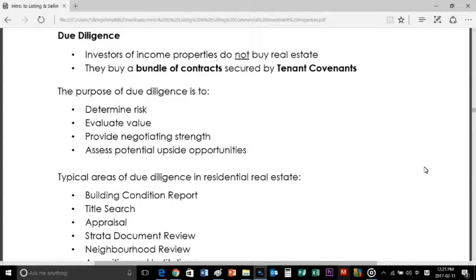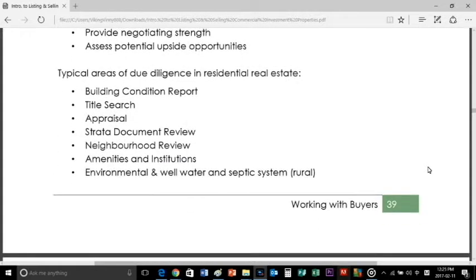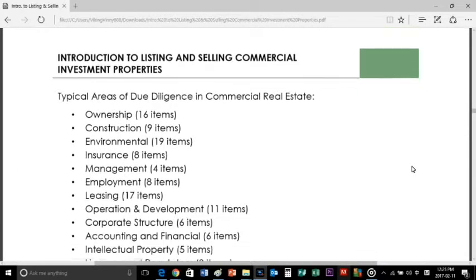The purpose of due diligence is to determine risk, evaluate value, provide negotiating strength, and assess potential upside opportunities. Typical areas of due diligence in residential real estate: building condition report, title search, appraisal, strata document review, neighborhood review, amenities and institutions, environmental, and well water and septic system in rural areas.